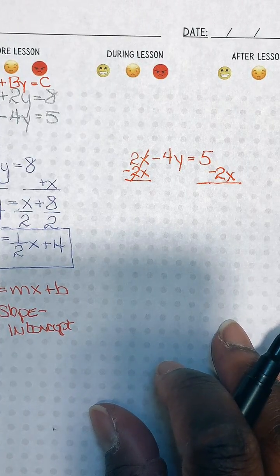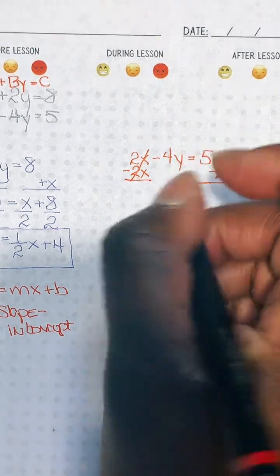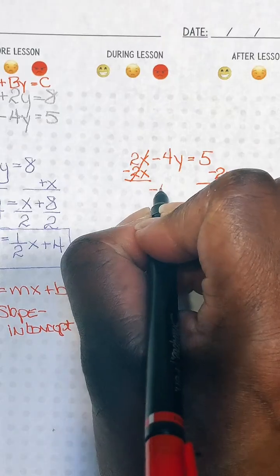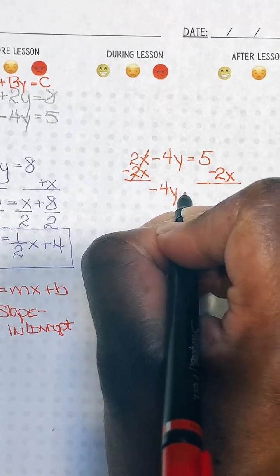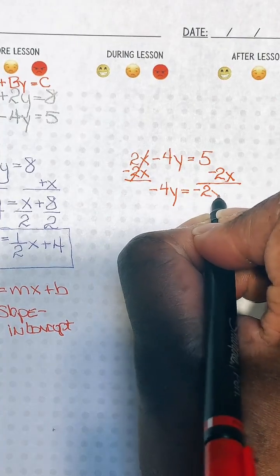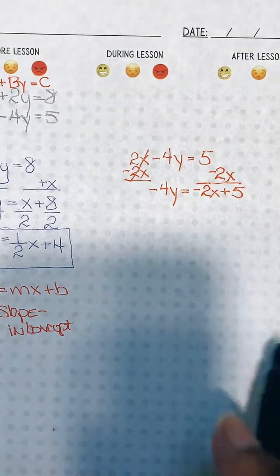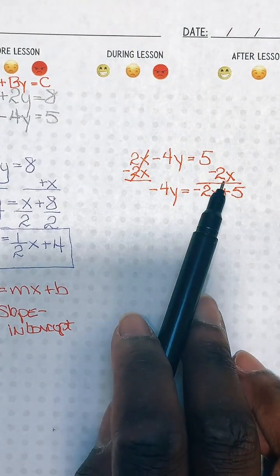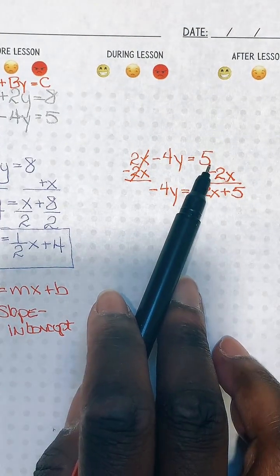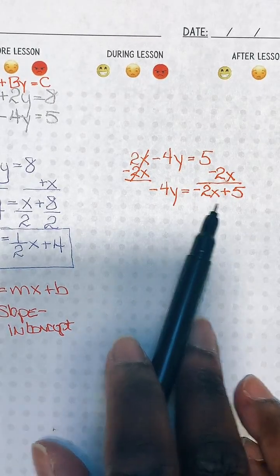Okay, I'll subtract 2x on both sides. So we bring down the negative 4y equals negative 2x plus 5. We can't combine the 5 and the negative 2x because the 5 doesn't have an x. They're not like terms. So if you can't combine them, just bring them down.